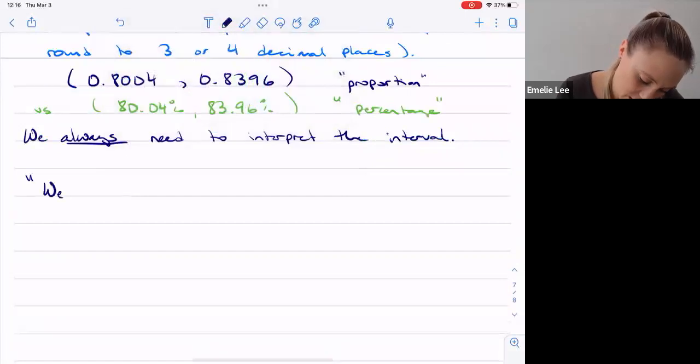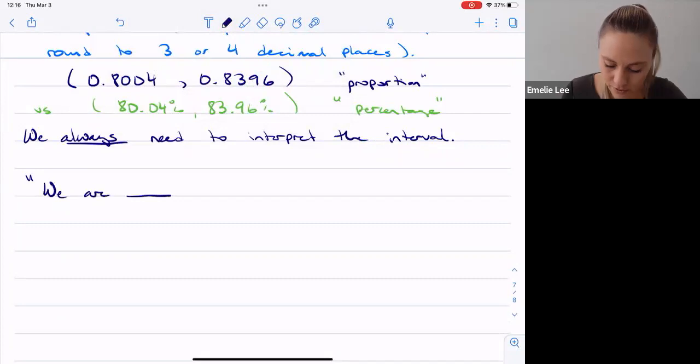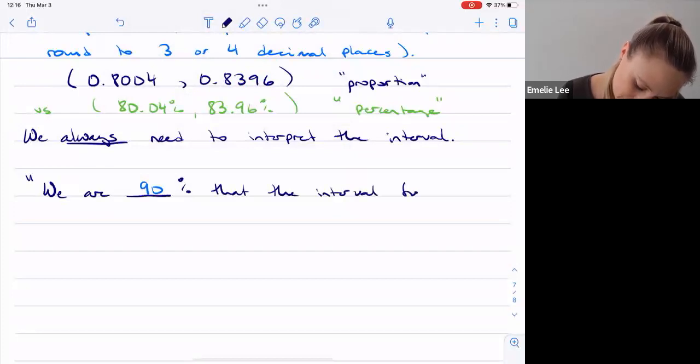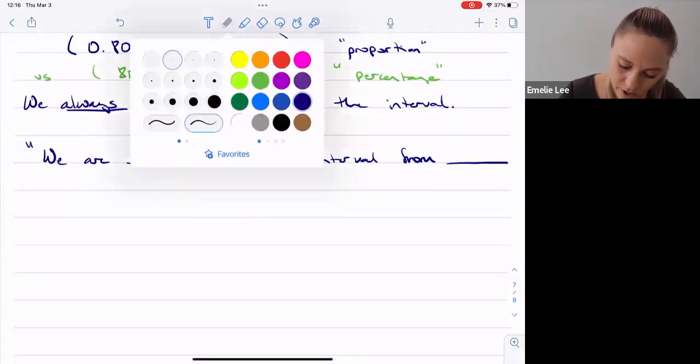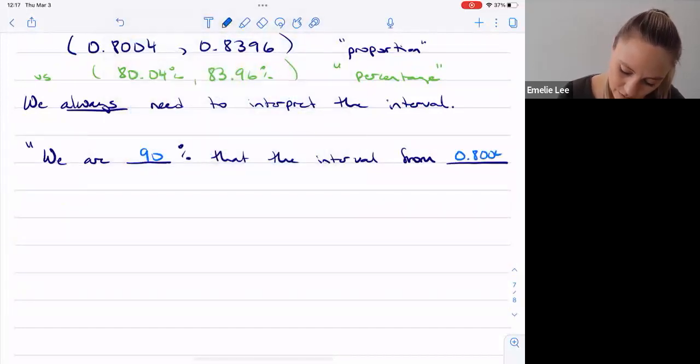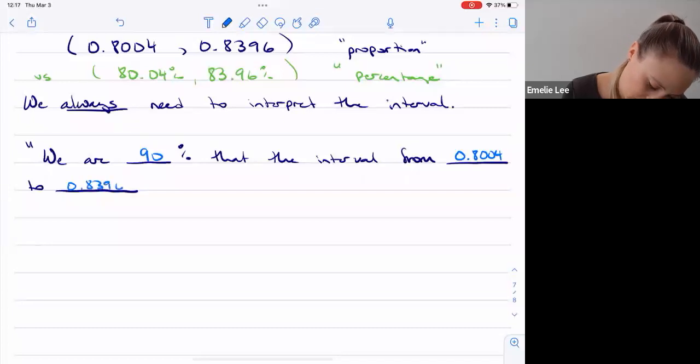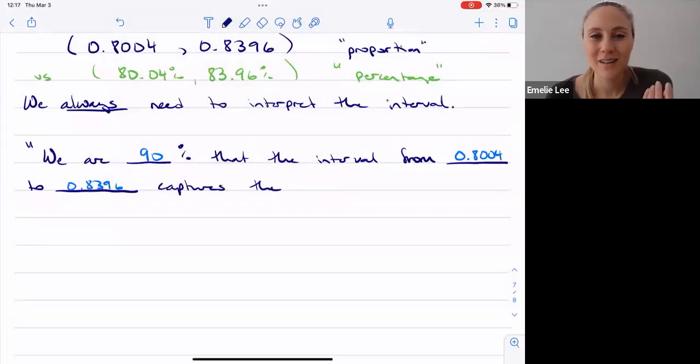So we say we are, in this case, 90% confident that the interval from blank, which is the lower one, 0.8004, to blank, which is the upper, which is 0.8396, captures the population proportion of New York adults between October 26th and 28th of 2014 that support the mandatory quarantine.